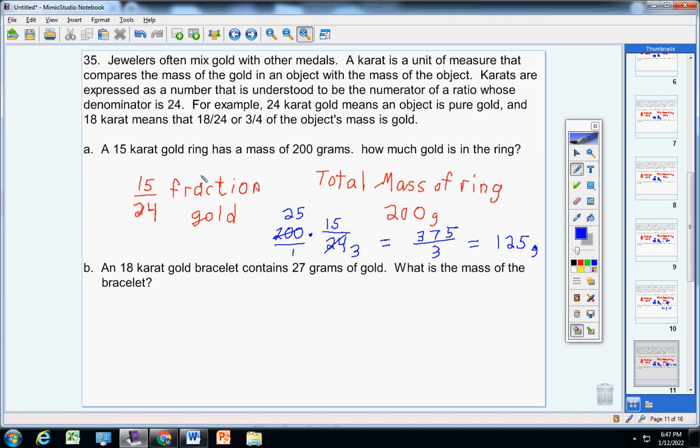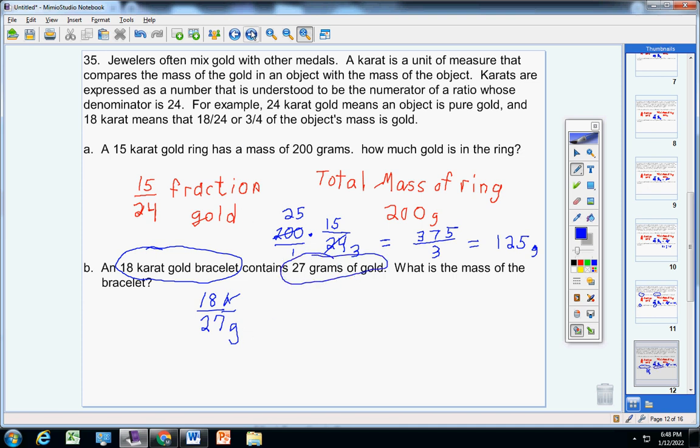Now, an 18 karat gold bracelet contains 27 grams of gold. Here they gave you the carat and they told you the gold weight, and there's not a lot we could do with the total when it comes to rates or ratios, but here we've got a ratio. 18 karat gold and the actual grams of gold is 27. So I can make a ratio: 18 karat gold is the same thing as 27 grams. That's what it says.